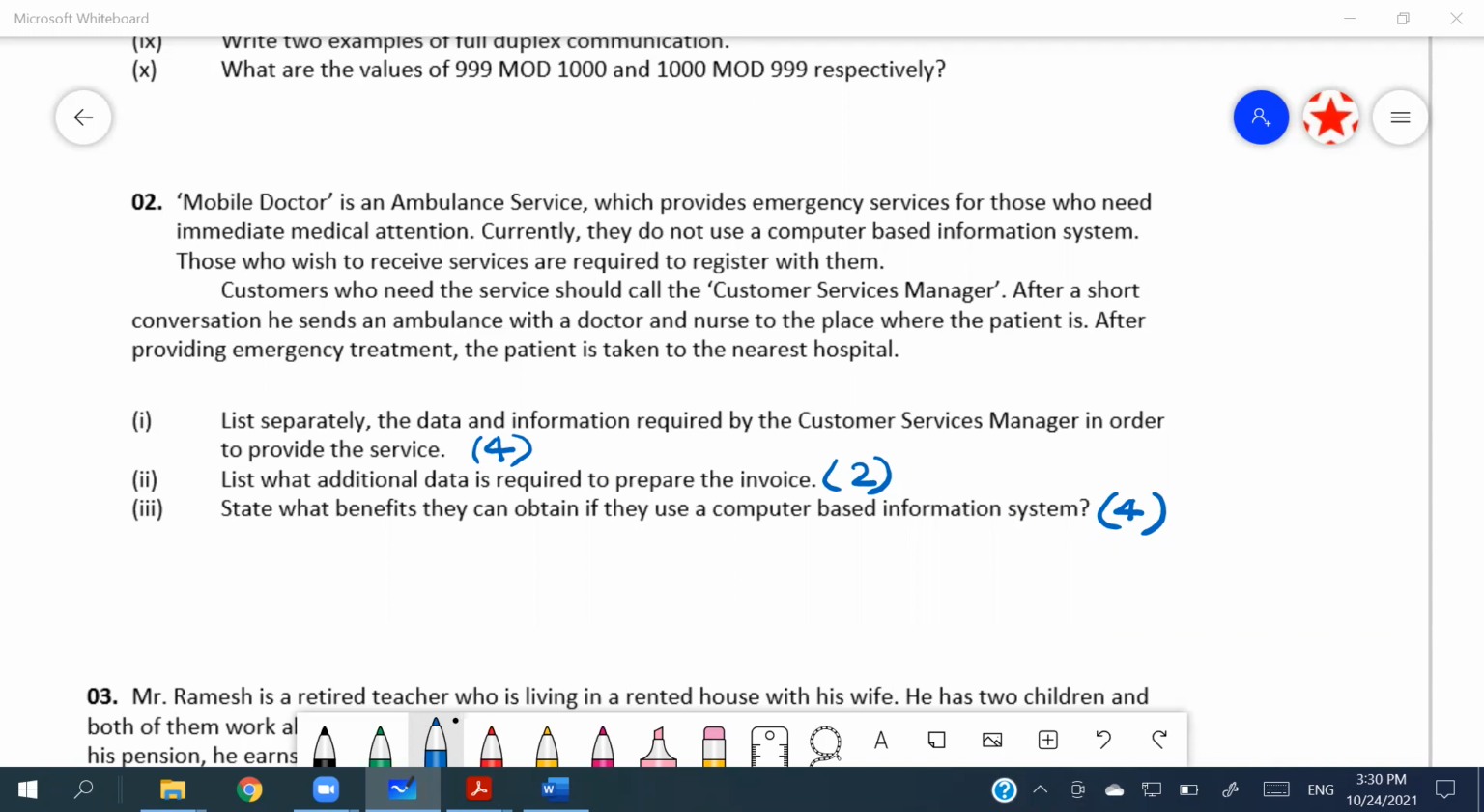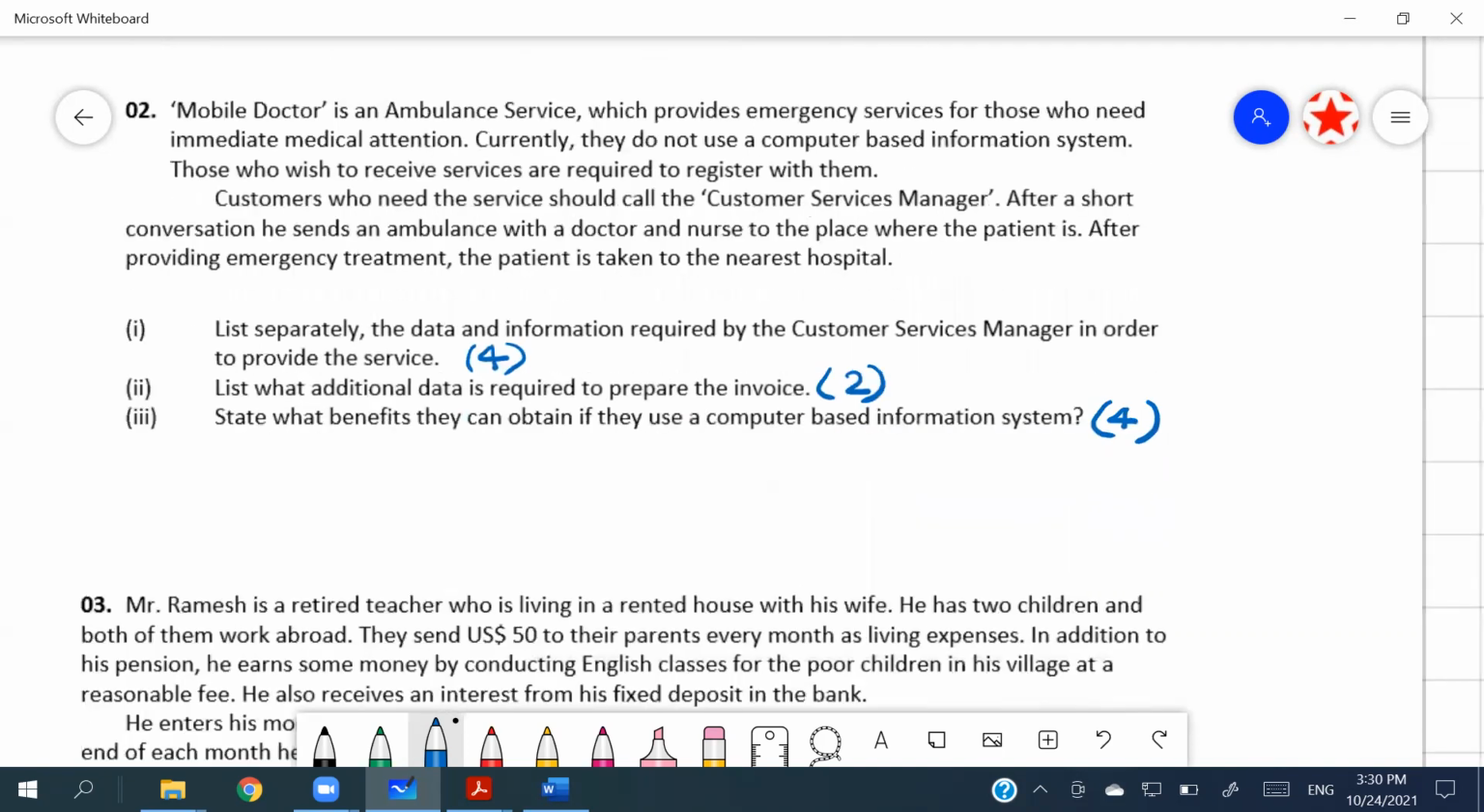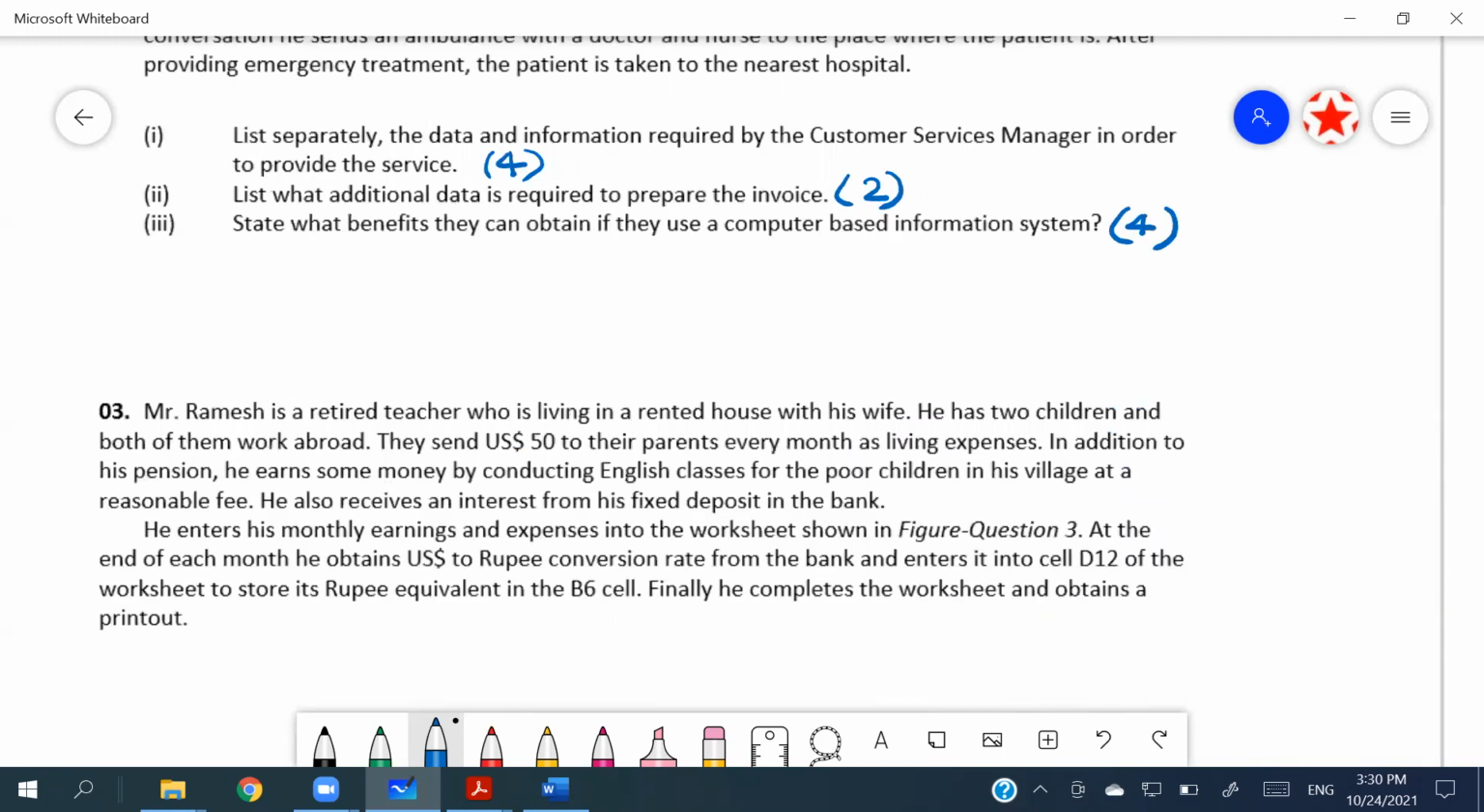Okay, moving to the third question. It says, Mr. Ramesh is a retired teacher who is living in a rented house with his wife. He has 2 children and both of them work abroad. They send US $50 to their parents every month as living expenses. In addition to his pension, he earns some money by conducting English classes for the poor children in his village at a reasonable fee. He also receives interest from his fixed deposit in the bank.